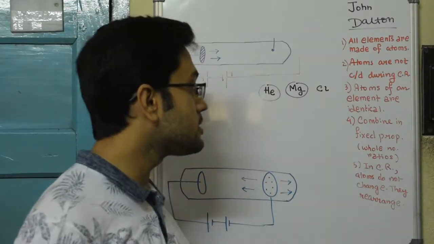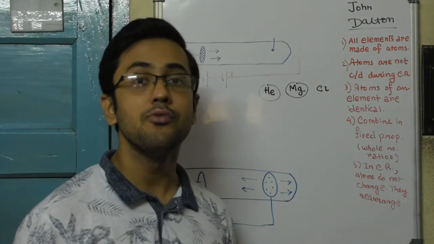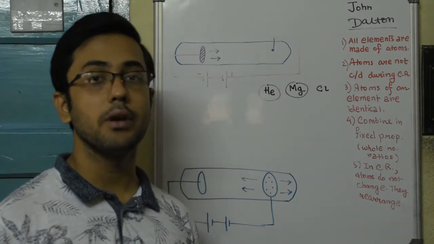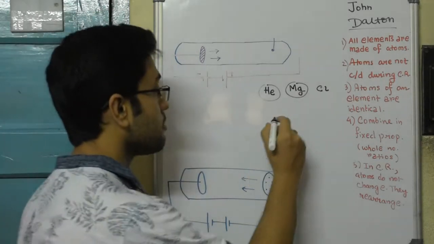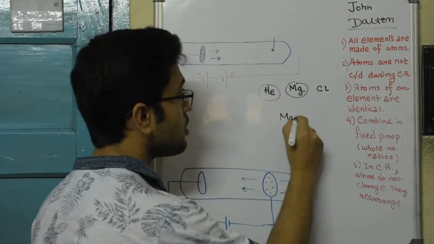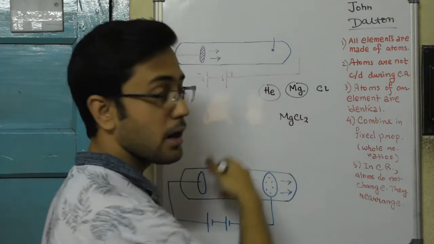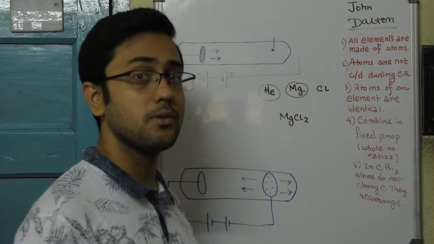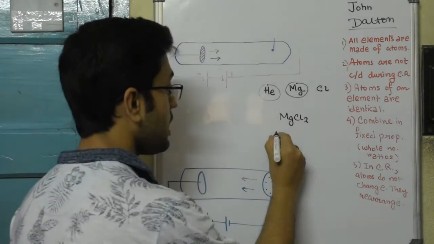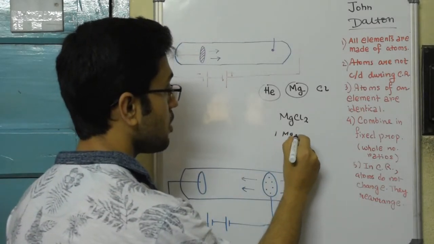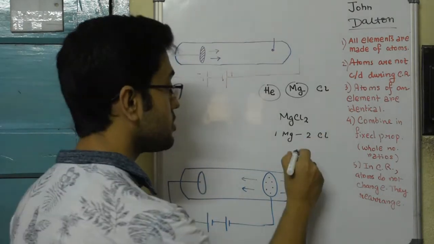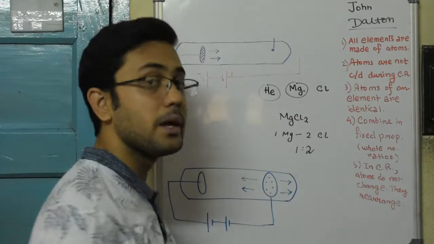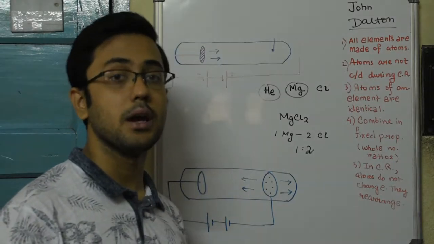Number 4, he said that atoms combine in fixed proportions or in whole number ratios in chemical reactions. So if you are trying to form the compound MgCl2, then no matter how many times you carry out this reaction or wherever on earth you carry out this reaction, one atom of magnesium will always combine with two atoms of chlorine. This fixed ratio of 1:2 will be maintained always in the chemical reaction.